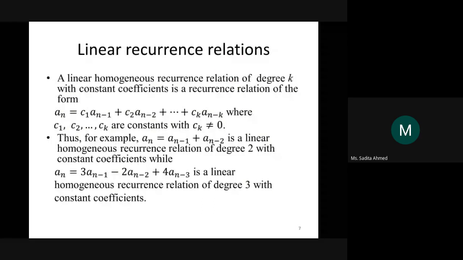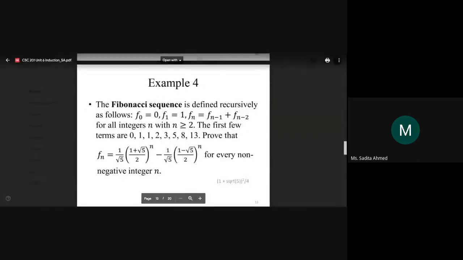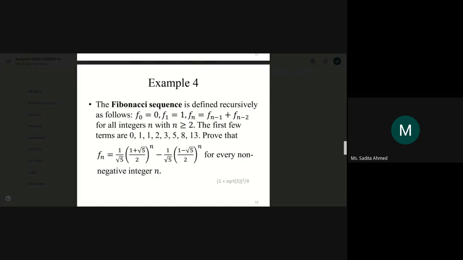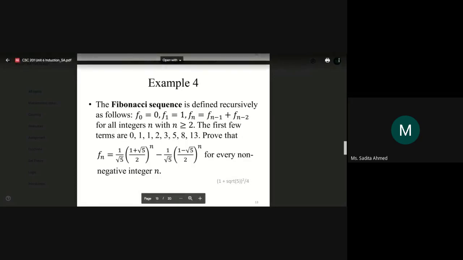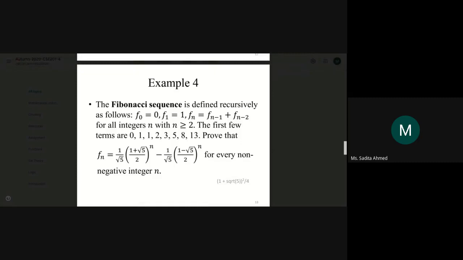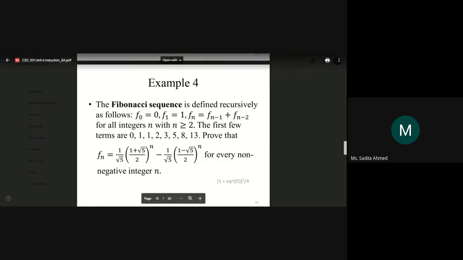this Fibonacci sequence, what is the degree of this relation? You're deriving the value of Fn from what? Fn minus 1, Fn minus 2. What are the coefficients for each of these terms? For Fn minus 1, the constant coefficient is 1. For Fn minus 2, the constant coefficient is 1 as well. What is the degree of this linear homogeneous recurrence relation? The degree is 2.